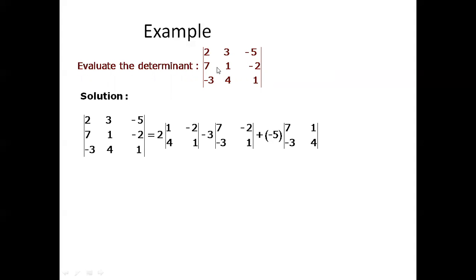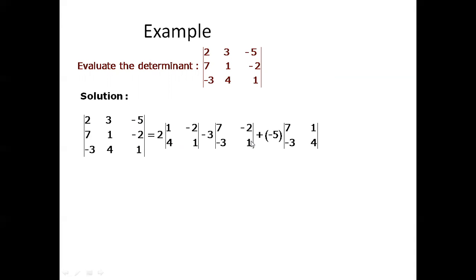Example: 2, 3, minus 5; 7, 1, minus 2; minus 3, 4, 1. So first take the first row 2, 3, minus 5. Give the opposite sign, that is a minus sign, to 3 because the middle element contains a minus sign. Okay. So 2 into the determinant of 1, minus 2, 4, 1. Why 1, minus 2, 4, 1? Because 2 lies in the first row and first column. So the remaining elements are 1, minus 2, 4, 1. Same for 3 and same for minus 5. Then we get what?